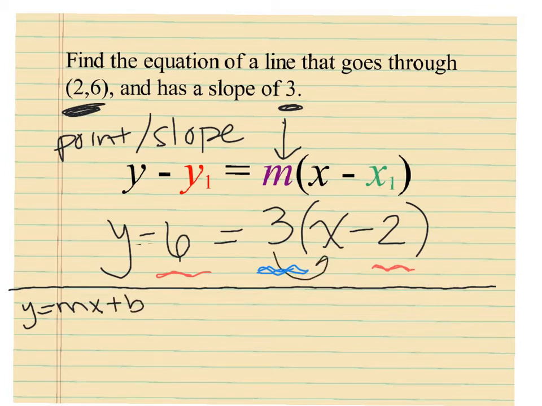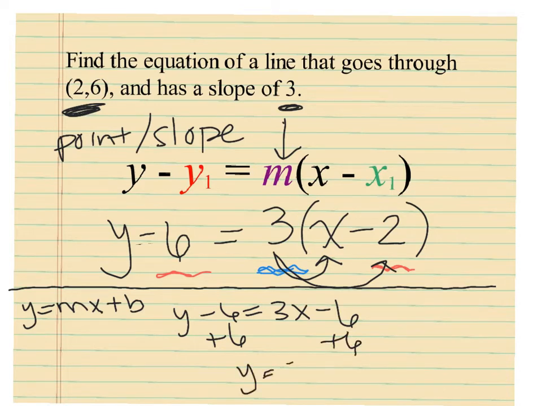You have to distribute this 3 to both pieces. So y minus 6 equals 3x minus 6, right? Then I'd add 6 to both sides, so I'd get y equals 3x, and this would be the equation of my line in slope-intercept form.